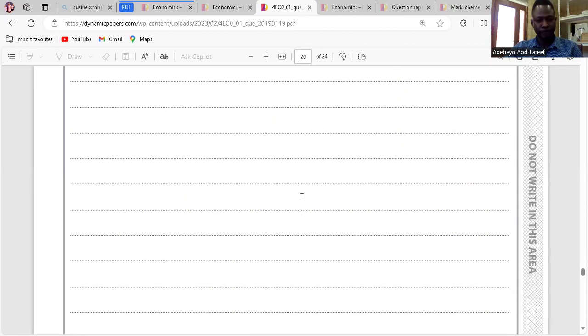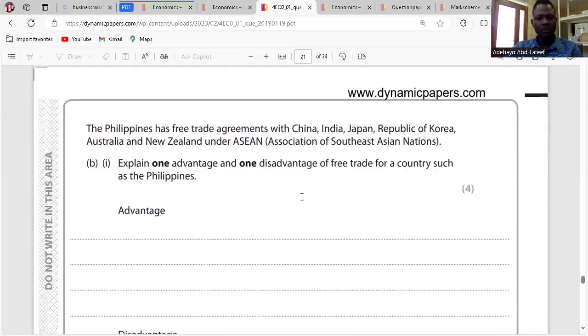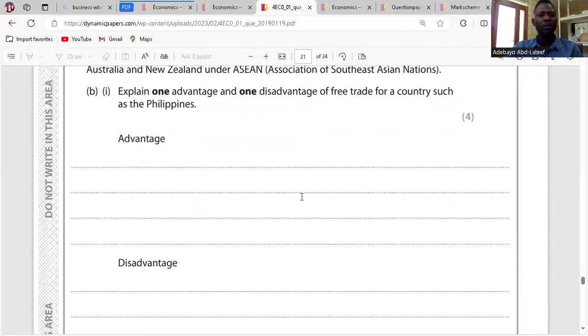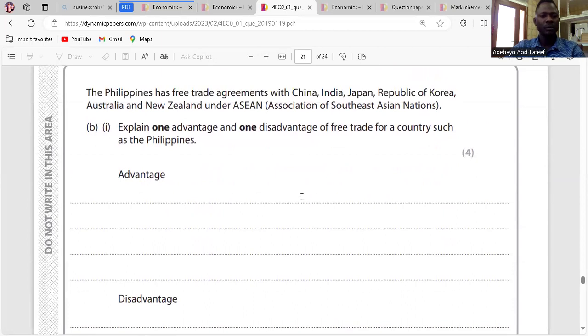Go to 4. Are you there? It says the Philippines has free trade agreements with China, India, Japan, Republic of Korea, Australia, New Zealand. They are under ASEAN, because we did that in the trading blocs. Remember that? Okay. So explain one advantage and one disadvantage of free trade for a country such as the Philippines.